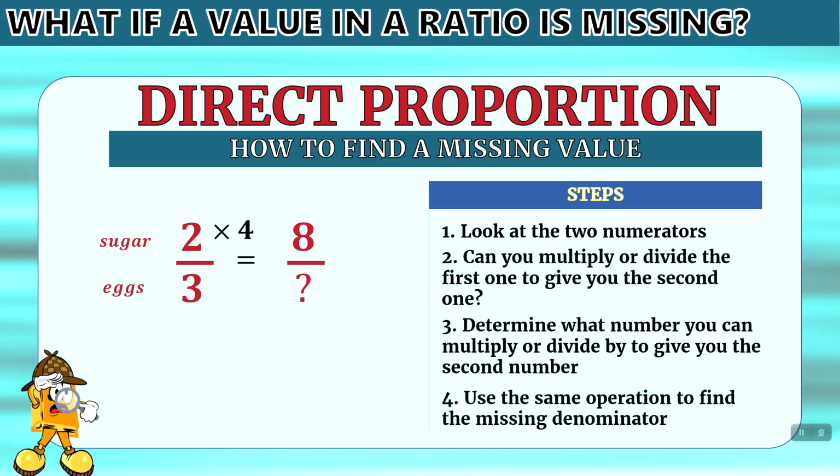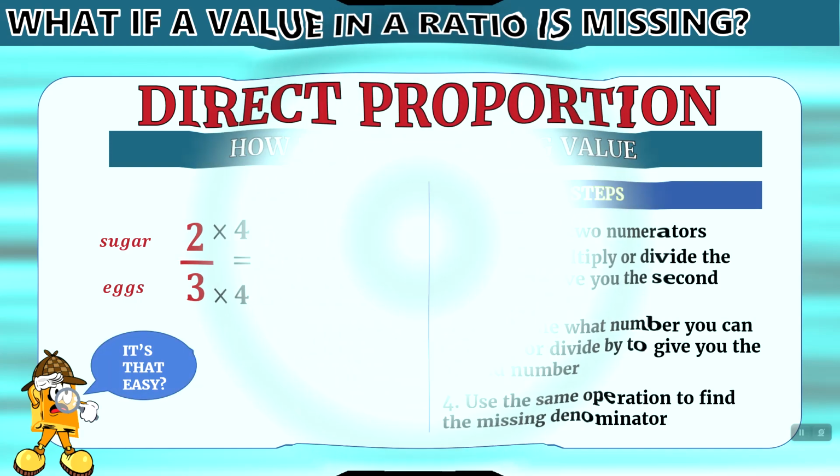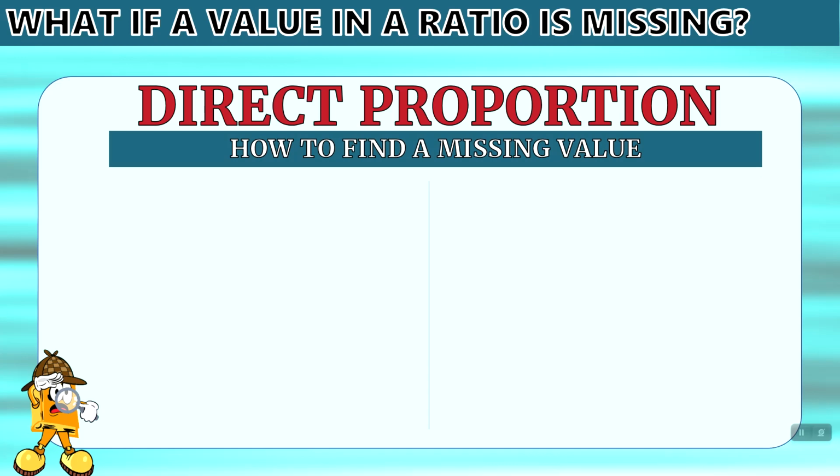And the last step says use the same operation to find the missing denominator. So since we multiplied the numerator by 4, we multiply the denominator by 4. 3 times 4 gives us 12, and now our proportion is complete. Let's take a look at another one.